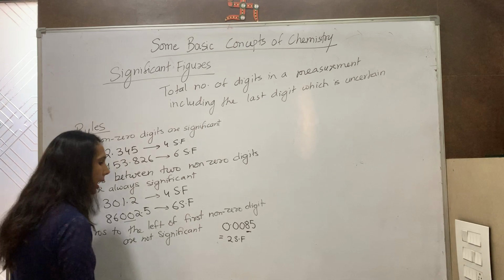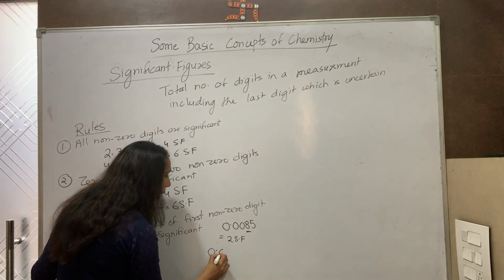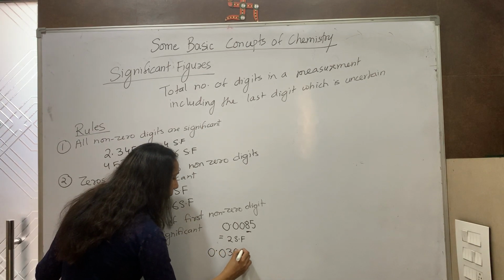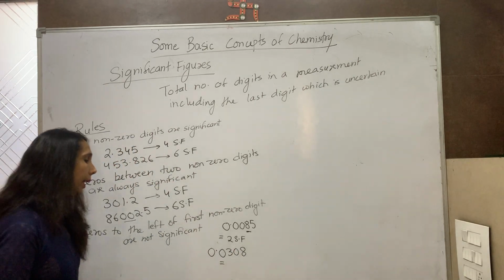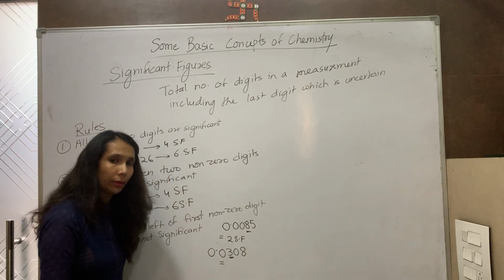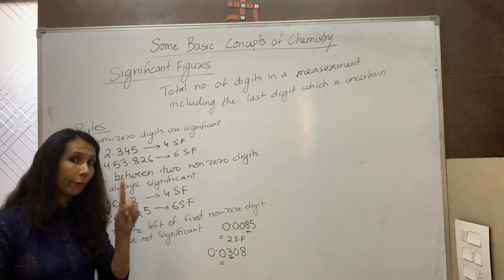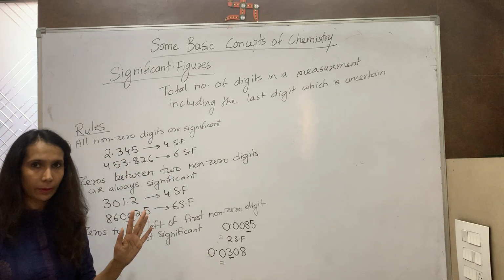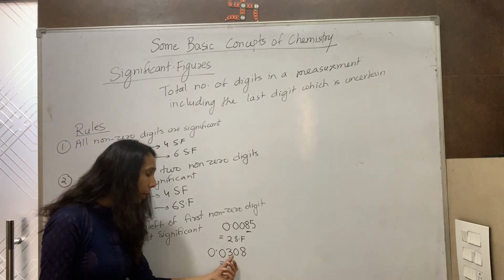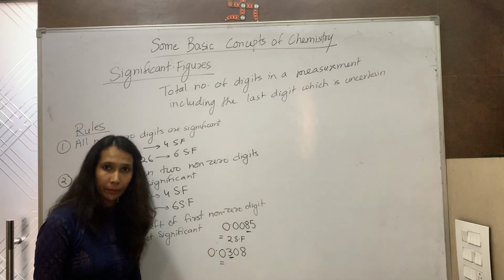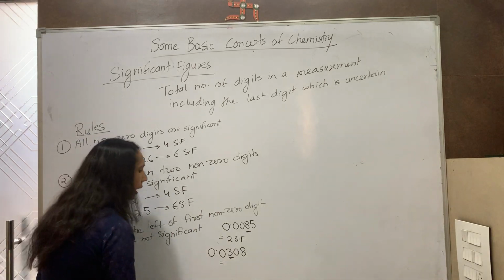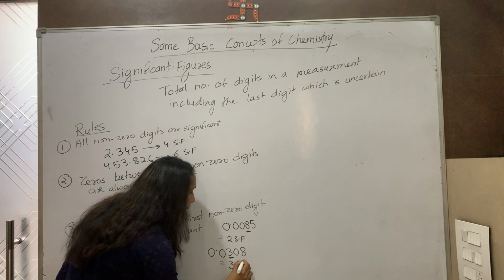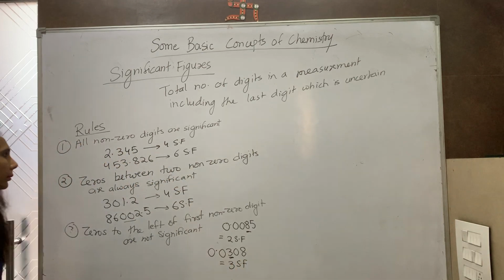Again, I am taking one example. 0.0308. Can you see, this is the first non-zero digit. So all zeros which come before it are not significant. But this zero is coming between two non-zero digits. So it is significant. The number of significant figures are 3. These are the first 3 rules.